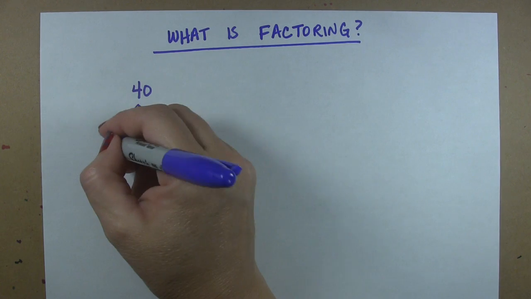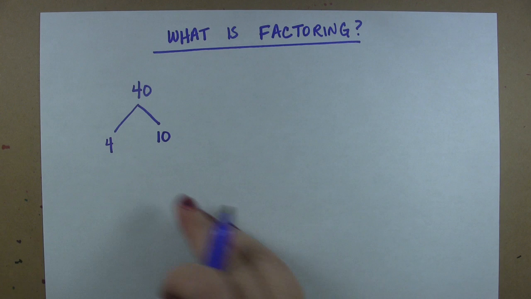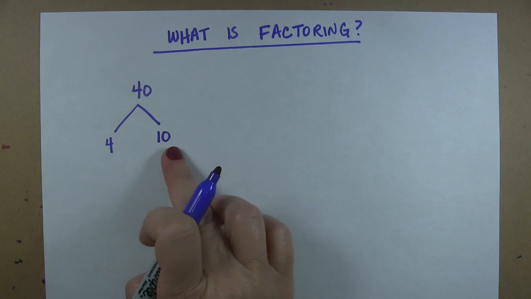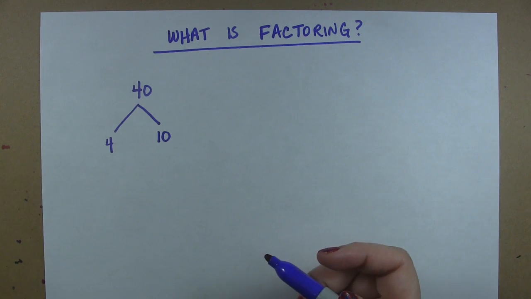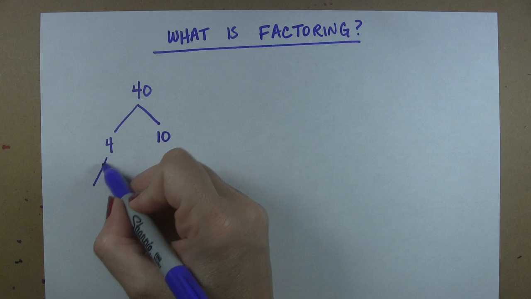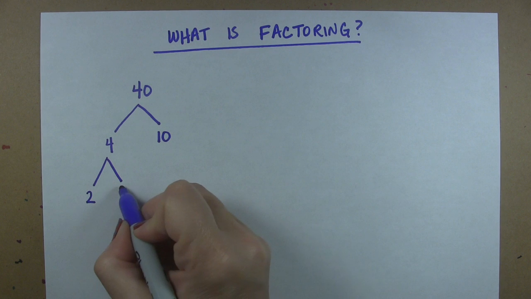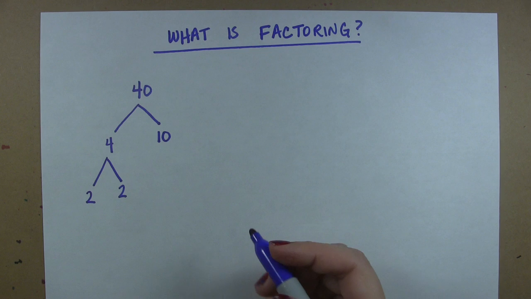There are several different options that you could use, but I'm going to use 4 times 10 because I know that 4 times 10 makes 40. These are called factors of 40. Now, I can break down 4 even farther, can't I? Can you think of two numbers that multiply together to make 4? How about 2 times 2? That makes 4, right? Okay.